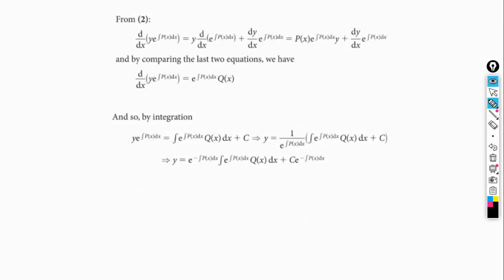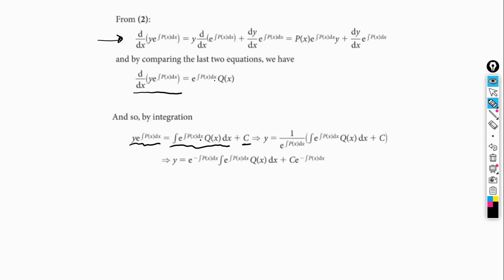So on the left-hand side, you're going to be left with this, the equivalent of the derivative of y times e to the power of the integral of p of x dx, because it is simply the product rule, as is proven here. And the right-hand side stays as e to the power of the integral of p of x dx times q of x. So then, by integration, we're going to get this expression on the left, and on the right-hand side, we're going to integrate this, right? e to the power of the integral of p of x dx times q of x dx, plus a constant c that we need.